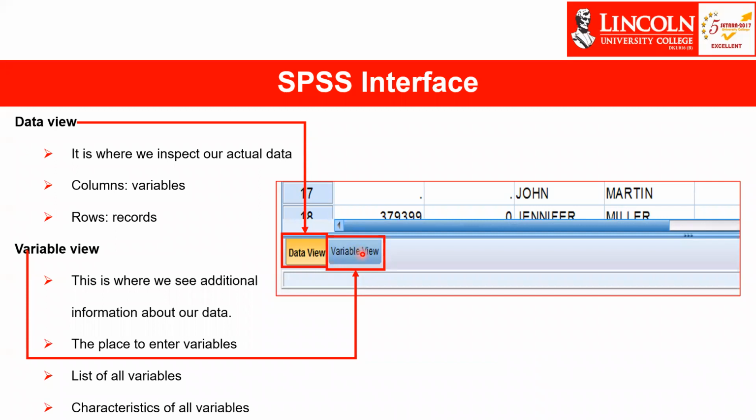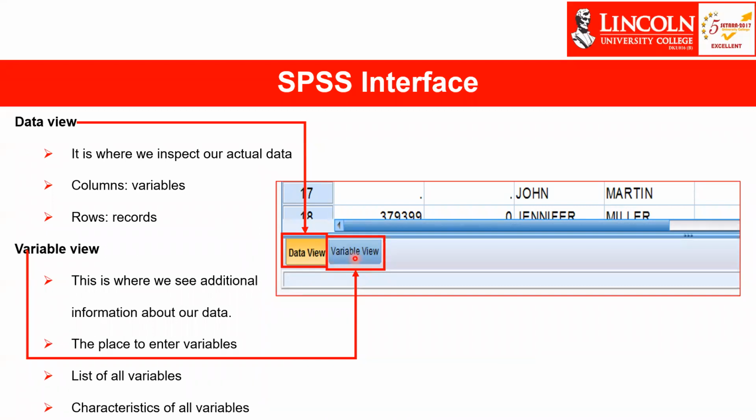Then, the place to enter variables. Of course, if you want to create a new variable of your own, this is also where you perform such an operation. Then the list of all variables. Let's say you open your data from a particular sample file, maybe an SPSS file, maybe an Excel file, maybe any form of file, and you want to see which variables are available in that file. This is also where you can find such information.